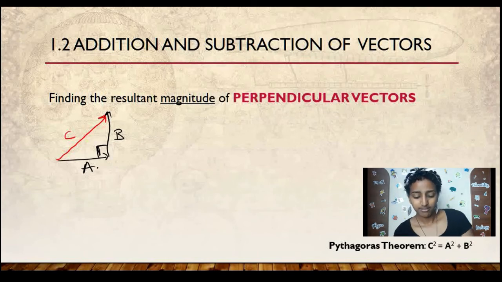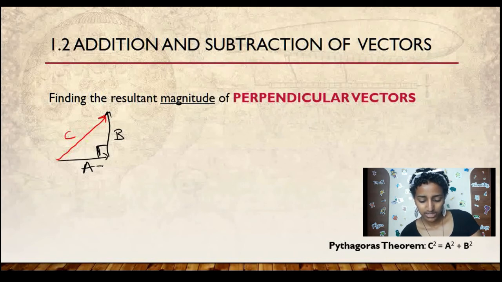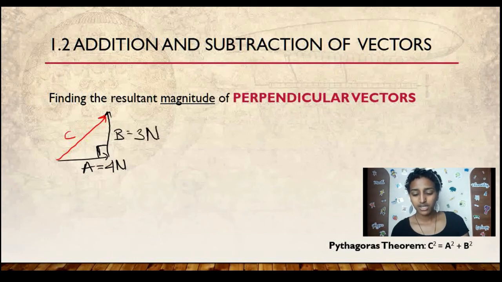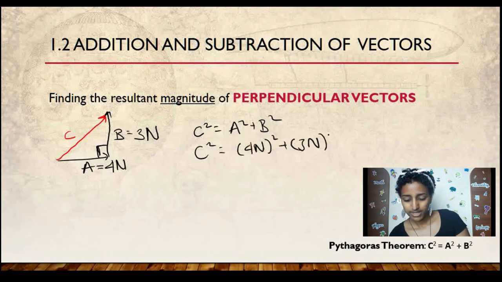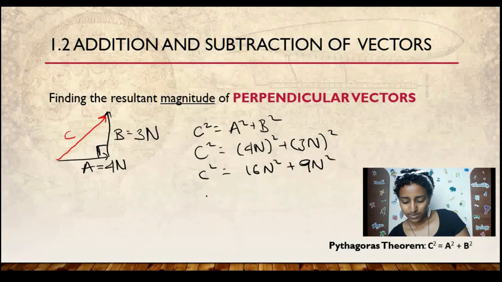So let's first give values to A and B. Let's say A, which looks a little longer, let's give it a 4 Newton value, and let's give B a 3 Newton value. Now, in order to find the magnitude of vector C, we simply use the Pythagoras theorem. C squared is equal to A squared plus B squared, correct? We know A and B, so C squared is equal to 4 Newton squared plus 3 Newton squared, right? So C squared is equal to 16 Newton squared plus 9 Newton squared. C squared is equal to 25 Newton squared.